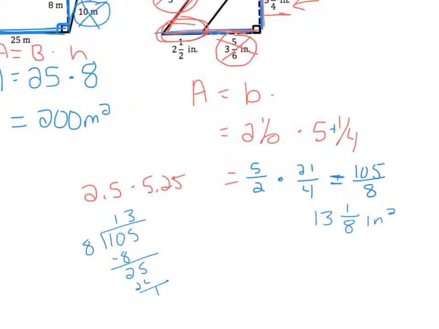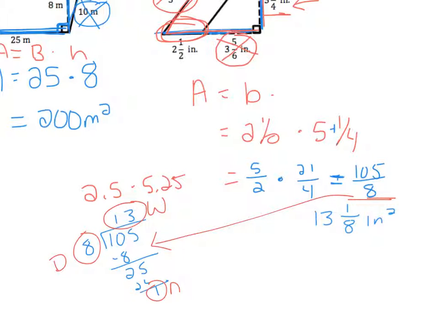And I paused the recording so I could do my division. So 8 goes into 105 13 times with 1/8 left over. So here is my whole number. Here is my denominator. Here is my new numerator. So 13 and 1/8. I didn't leave it as 105 eighths because when we're working with measurements, 105 eighths doesn't give me a good idea. So I know here it's just over, so the area is just over 13 square inches.